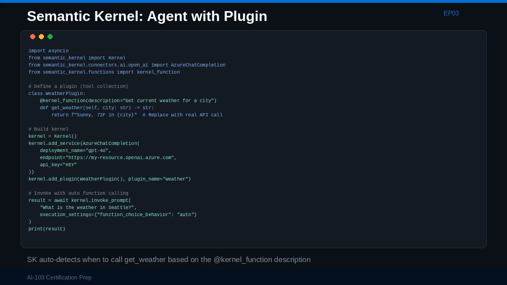When we invoke a prompt with function choice behavior set to auto, the kernel enables the language model to call the weather function automatically when relevant. The model decides to call getWeather with Seattle as the city, the function runs, and the result is incorporated into the model's final response. For the exam, watch for questions about what makes a plugin function callable by the model. The answer is always the kernel function decorator and its description attribute. If the description is missing or unclear, the model will not know when to call the function.